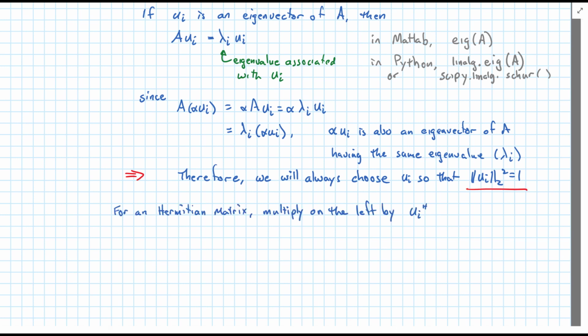So, for a Hermitian matrix, let's multiply on the left by the Hermitian transpose of an eigenvector. Then we have u_i^H times A times u_i. Applying the properties of eigenvectors, A times u_i becomes lambda_i times u_i, and since lambda is a scalar, we can move it around in the expression. And since we've just defined the L2 norm of u_i to be 1, we get that this is equal to lambda_i.